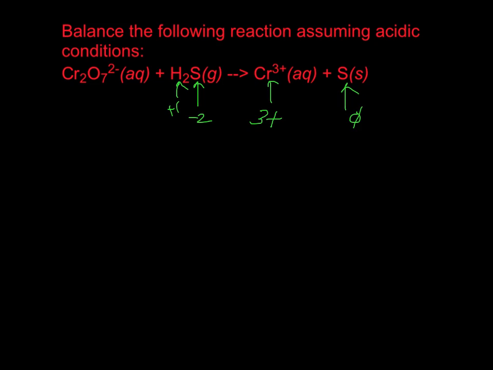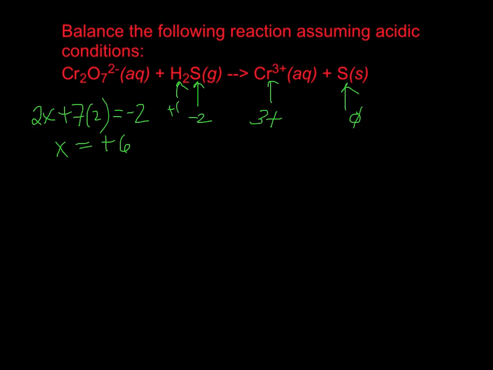And over here, our chromium, you can set up an algebraic expression if you don't want to do this in your head. We don't know what chromium is, so we're going to say 2 times X for the oxidation state of chromium, plus 7 times -2, since we have 7 oxygen atoms that each have an oxidation state of -2, is equal to -2. The sum of the oxidation states needs to add up to your overall charge. So if you work all of this out, you should get that X is equal to +6 for chromium.